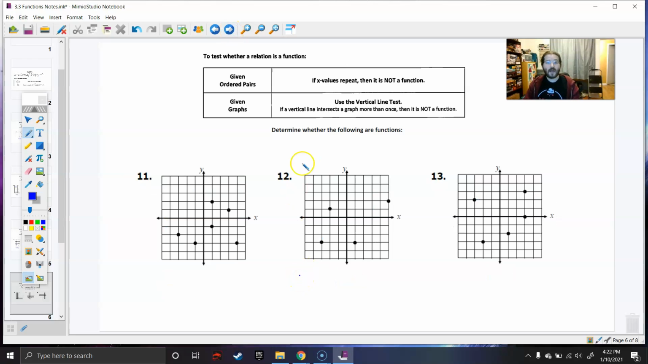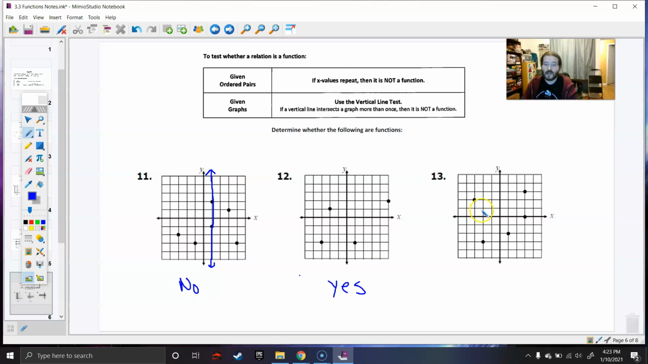All right, given a graph, we're going to do our vertical line test, right? So if a vertical line intersects a graph more than once, then it is not a function. A vertical line is straight up and down, so we're looking: can we draw a straight line up and down that intersects more than one point? Yes. So we know this is not a function. All right, let's take a look at our next one. We don't have more than one that intersect, so this is a function.